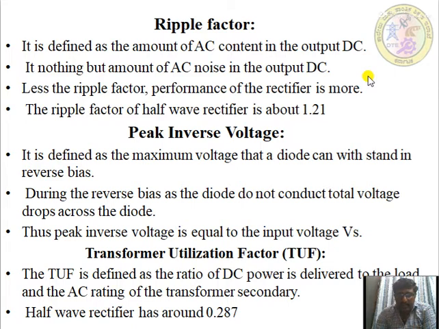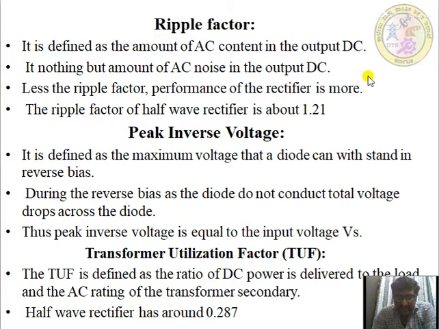The ripple factor of a half wave rectifier is about 1.21. See here, if the ripple factor is less, the performance of the rectifier is more. Okay, next is peak inverse voltage. It is defined as the maximum voltage that a diode can withstand in reverse bias.